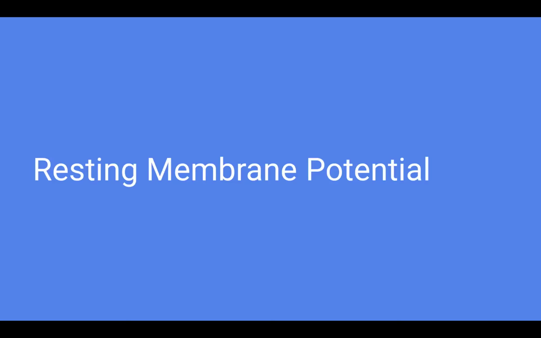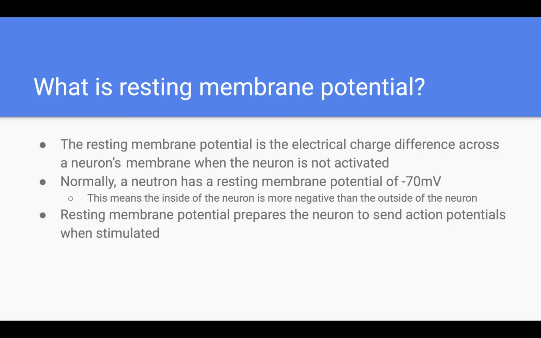So, we need to first go over the fundamentals of resting membrane potential, and the real question is, what is resting membrane potential? The resting membrane potential is the electrical charge difference across the neuron's membrane when the neuron is not activated. Normally, a neuron has a resting membrane potential of negative 70 mV, which means that when it is at rest, it is usually negative. This means that the inside of the neuron is more negative than the outside of the neuron. Resting membrane potential prepares the neuron to send action potentials when stimulated.